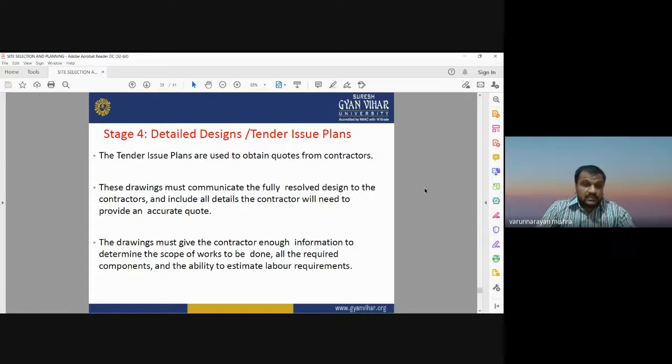So at last, after analyzing the different kinds of factors affecting the site selection, in the last stage we can issue a tender, depending on our budget and our funds. You should contact some contractors and provide all the information to them, and all the required components and the ability to estimate the labor requirements. Okay.